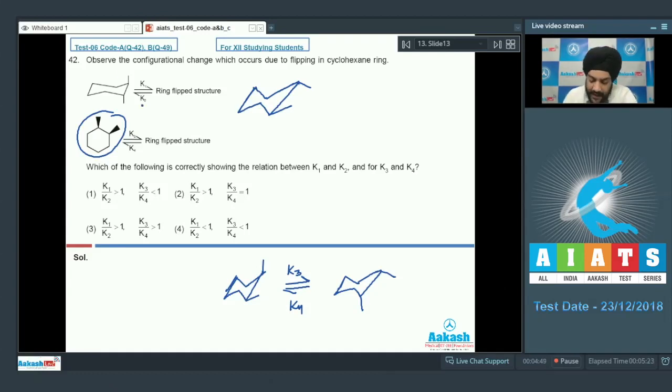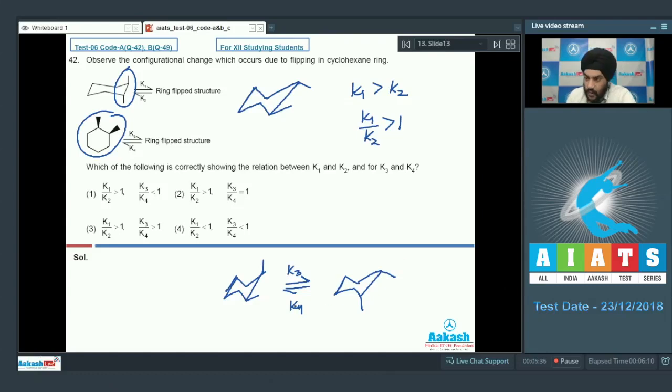Now if we talk about the stability of these two structures, in the first one both of them are located at the axial positions, while in the second one both of them are at the equatorial position. So students, we know that the substituents are more stable at the equatorial position, so the structure on the right will be more stable. So this will have a tendency of going in the forward direction. So the value of K1 shall be greater than K2, which implies that K1 upon K2 is greater than 1. And if we talk about the second configurational change, in the first structure on the left, we have one group on the axial while the other is on the equatorial, and on the right hand side, we have a similar structure in which one group is again on the axial and the other is on the equatorial.